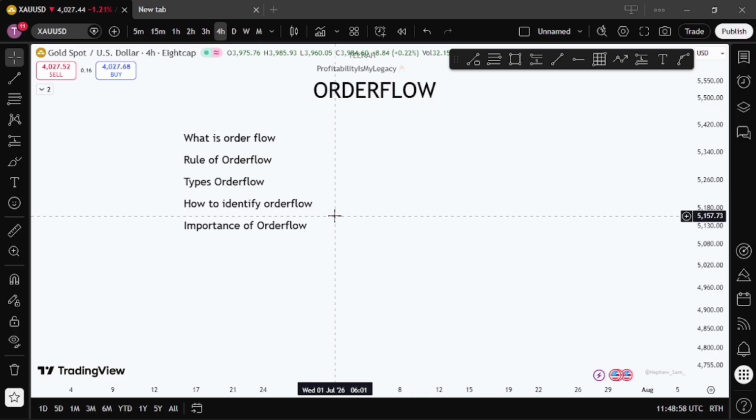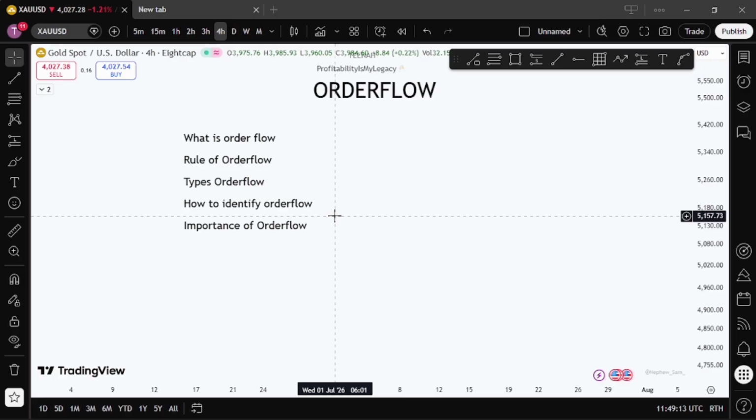I don't have to say that two times. If you did not hear it, replay this part. Okay. Let me say it again. Order flow is the direction in which the majority of market participants are buying or selling. That is the first definition.